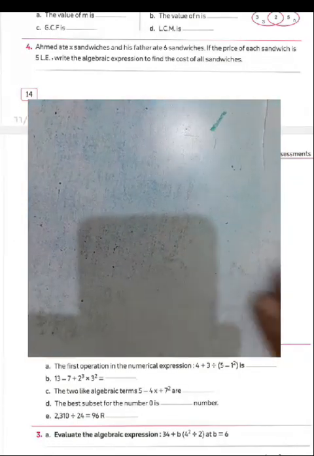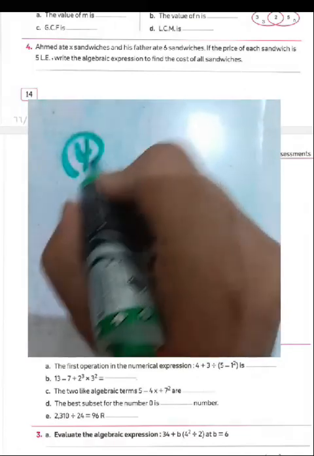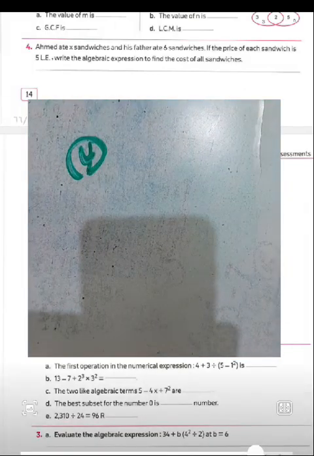Last question, question number 4. Ahmed ate 8 sandwiches and his father ate 6 sandwiches. If the price of each sandwich is 5 lira, write the algebraic expression to find the cost of all sandwiches.